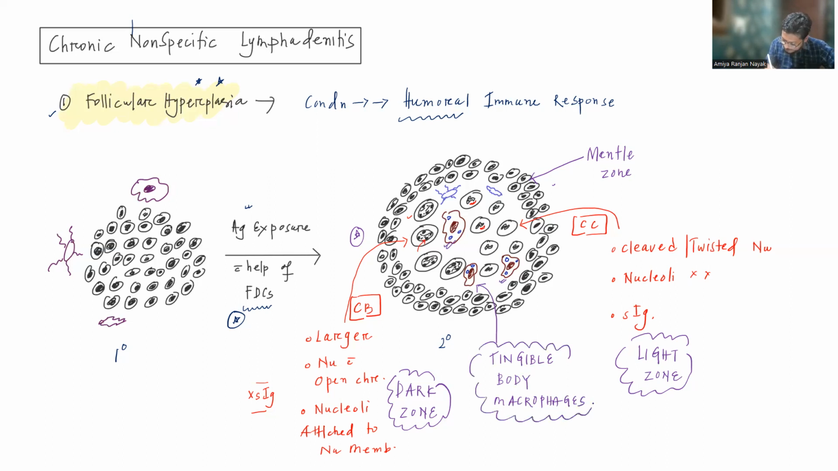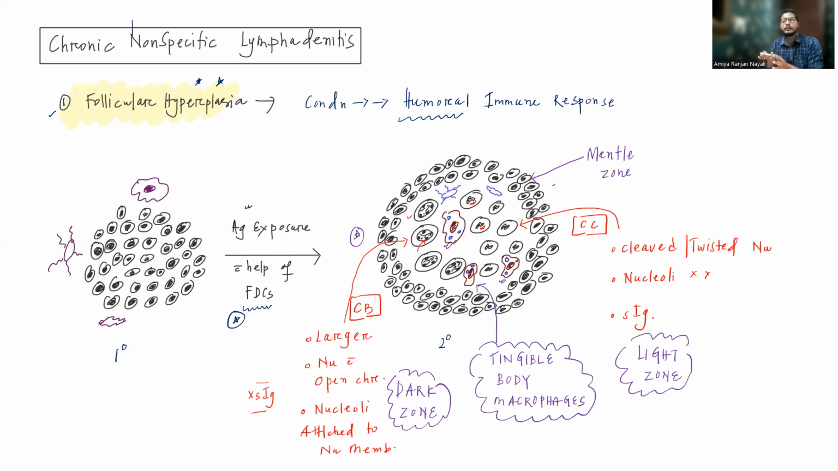Okay. So these are the things you are going to find in a secondary lymphoid follicle. I'll just repeat it again. A primary follicle is otherwise known as the inactive follicle or quiescent follicle. These are not exposed to any kind of antigen. Once they're exposed to antigen, with the help of follicular dendritic cells, they'll make a germinal center.